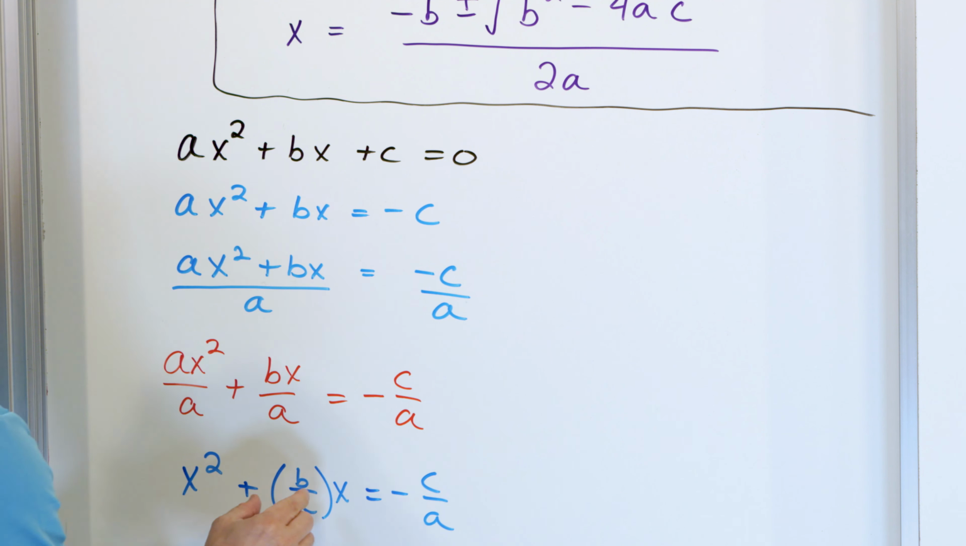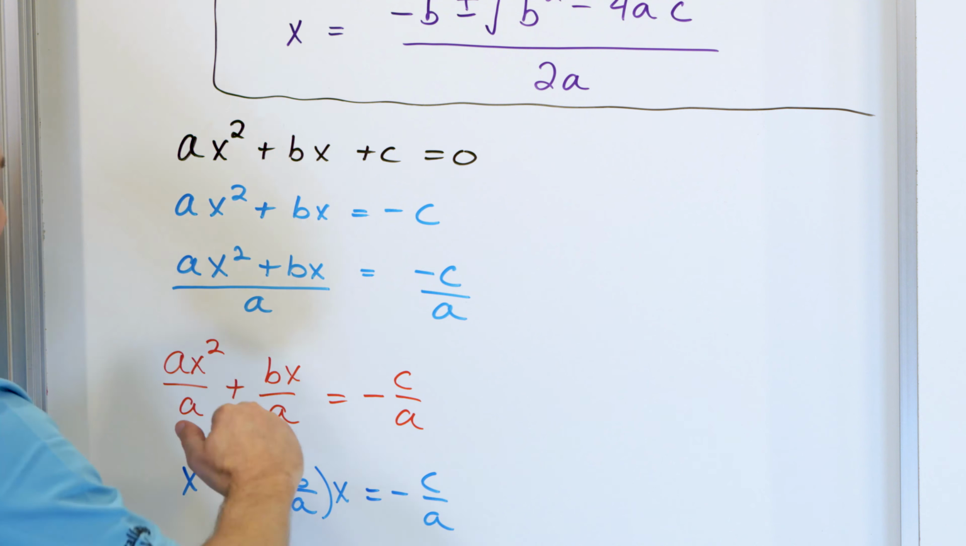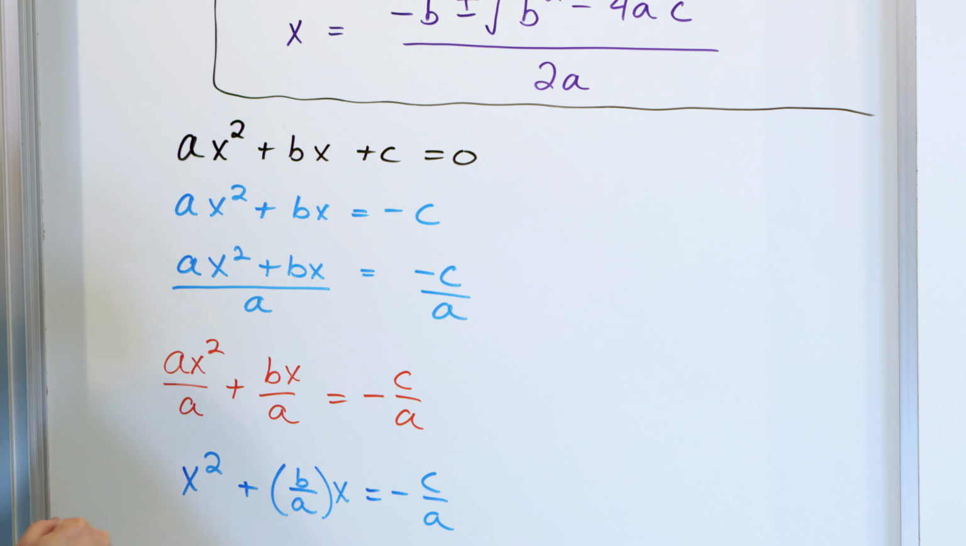What we have to do is take the coefficient in front of x for completing the square. We take the coefficient, whatever it is, we divide it by 2, and then we square it, and then we add it to both sides. That's what we've done for every one of these completing the square problems.